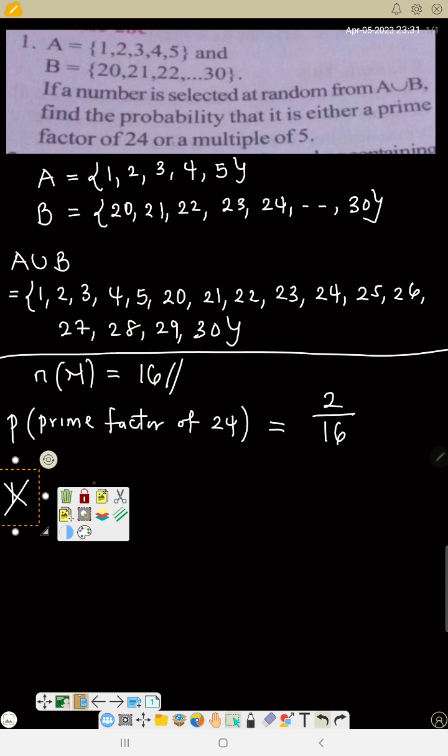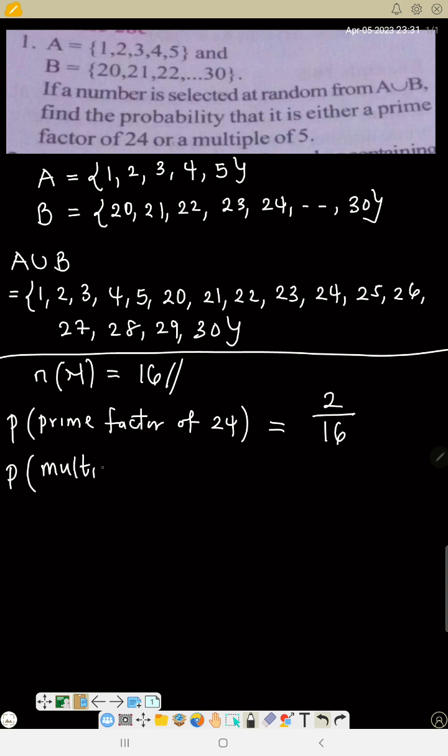Now, you know it's either or. So I'll do the second one. So either prime factors of 24 or multiples of 5. So the probability of a multiple of 5.